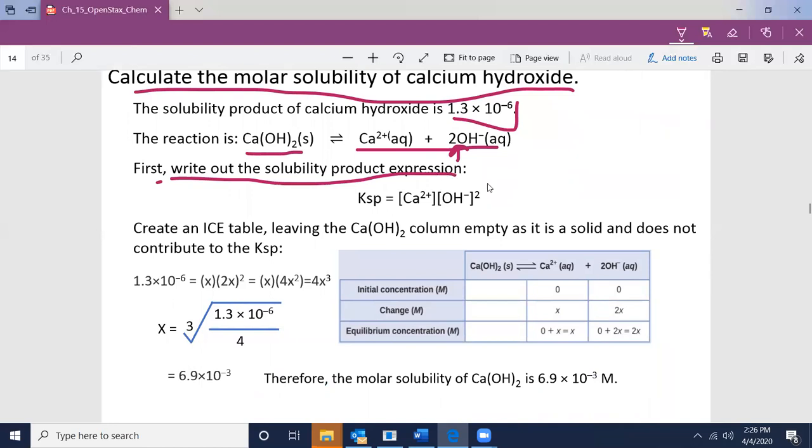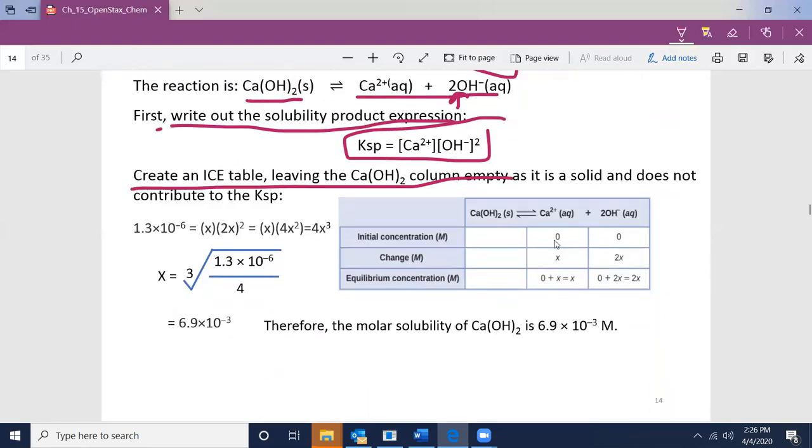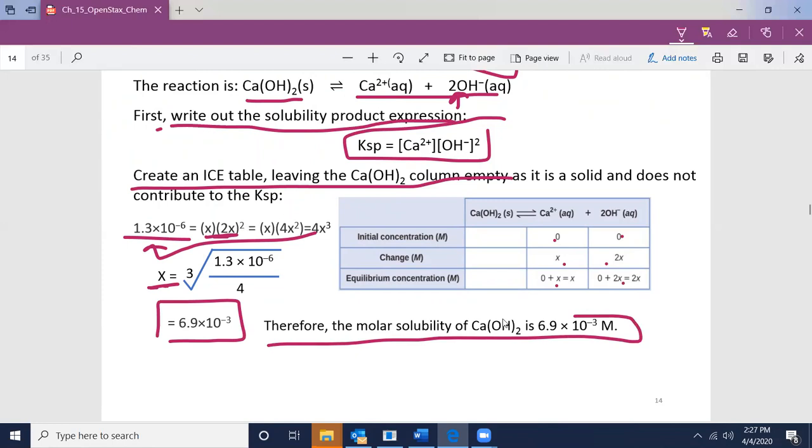First, write out the solubility product expression. You already know that this 2 here is going to be raised to the power 2. Now we can set up the ICE table as we have been doing so far. So it's initially 0 and 0, then x and 2x, then x and 2x here. That's how it's going to go, the same way that we did earlier. So that's going to be 4x cubed. You're going to take the cubic root of the numbers: 4 goes down here, you take the cubic root, and then you will get the value of x. That turns out to be this. Therefore, the molar solubility of this is going to be that.